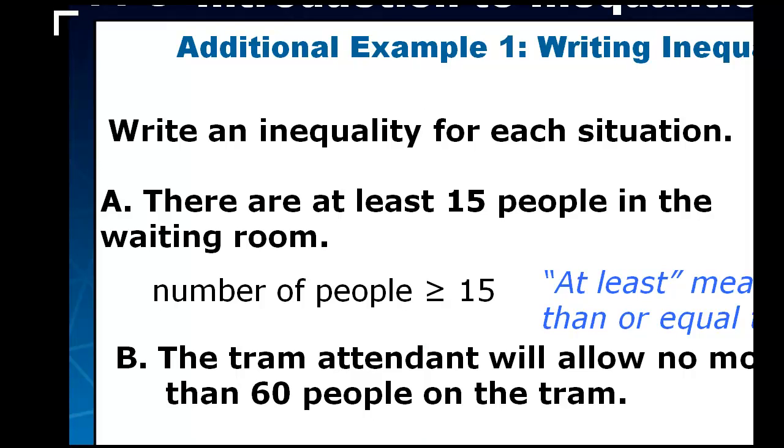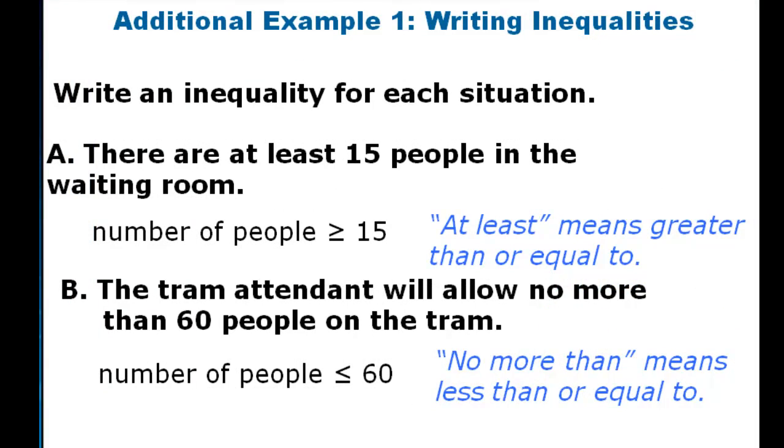The tram attendant will allow no more than 60 people on the tram. So here in the tram, we cannot put more than 60 people. So 60 people is the biggest number I can reach. I cannot go more than 60. So 60 is the greatest number I can reach, okay? So no more than means less than or equal to, okay?